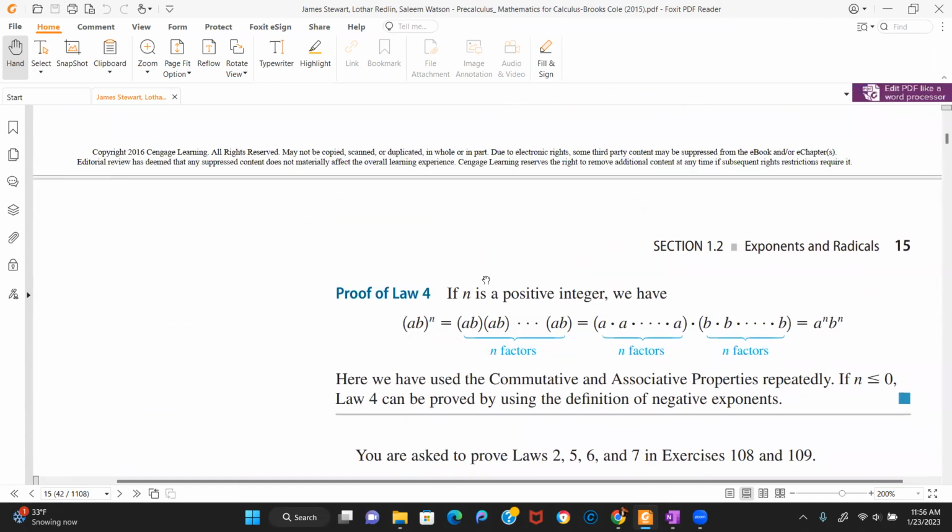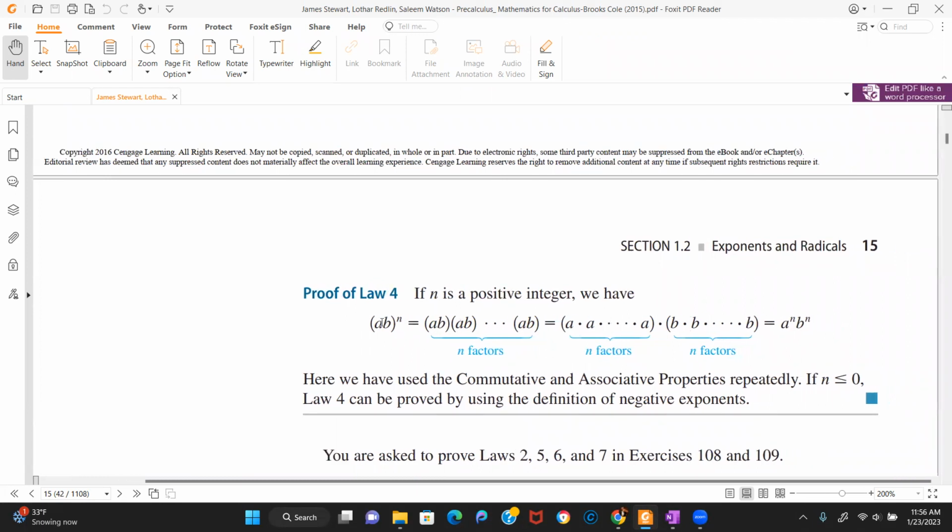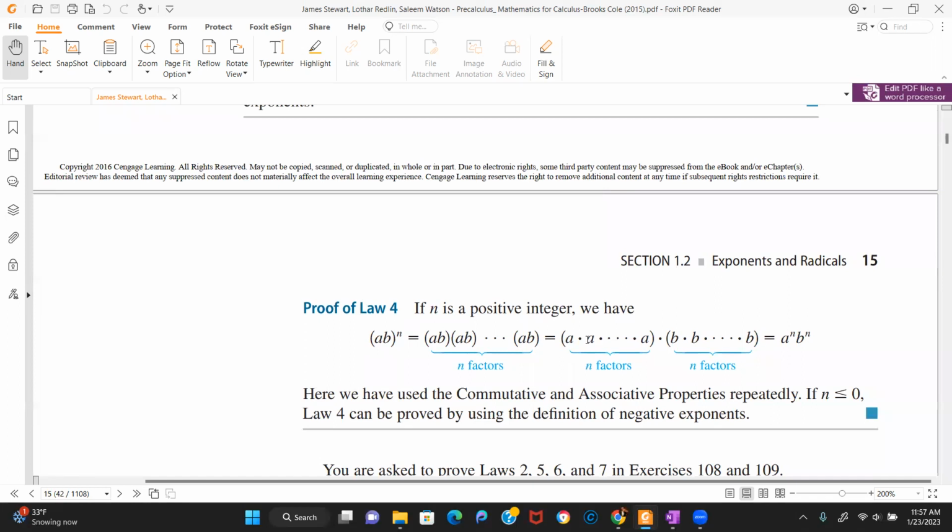Then you have, so n is a positive integer, so you have ab to the nth power. So you have this number ab multiplied by itself n times. So here is an interesting point. You have to use commutativity to block the a's together. And of course, there are going to be n of them, and then you can block the b's together, and there will be n of them.